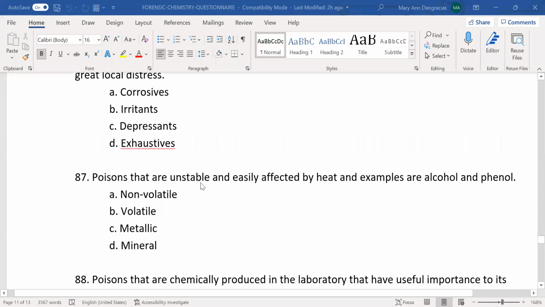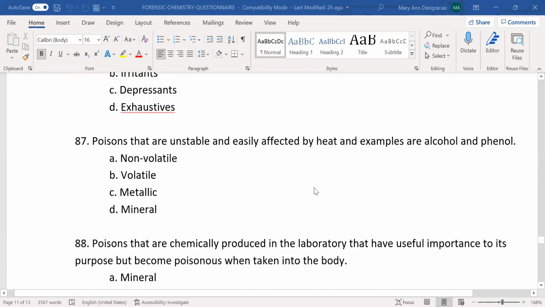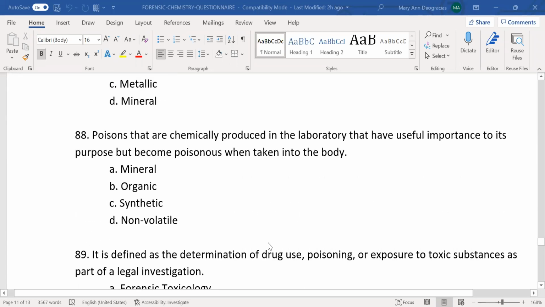Alright, poisons that are unstable and easily affected by heat, and examples are alcohol and phenol. Madaling sumingaw. So, it's volatile substances. Non-volatile are stable substances, with metallic and mineral. So, ang sagot, B, volatile substance. Yun na lang example alcohol. Madaling sumingaw yan. Alright, next, 88.